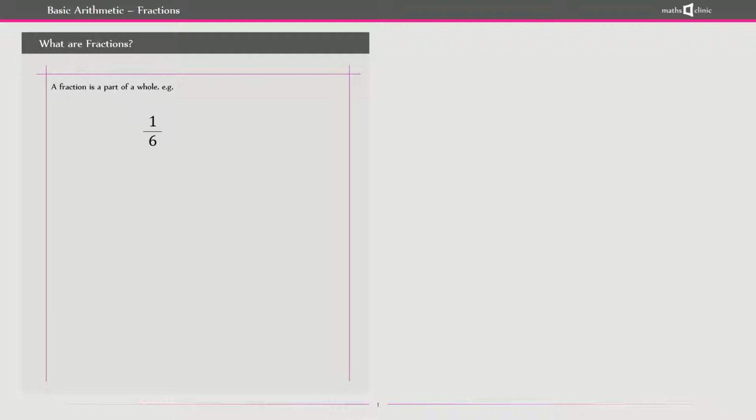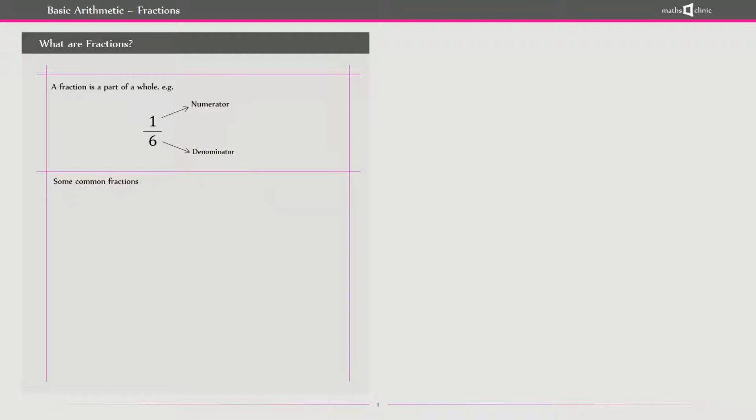Now, this is how we express fractions. We have 1/6. That's a fraction, and this top part of the fraction, i.e. the 1 in this case, is called the numerator, okay? And then the bottom part is called the denominator. Very simple, very straightforward. Let's move on.